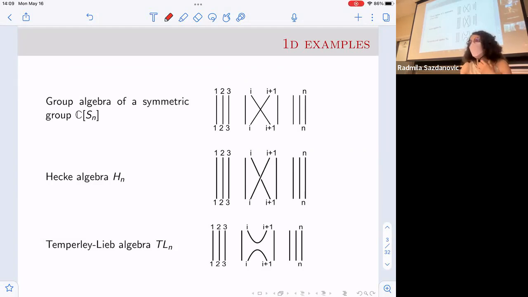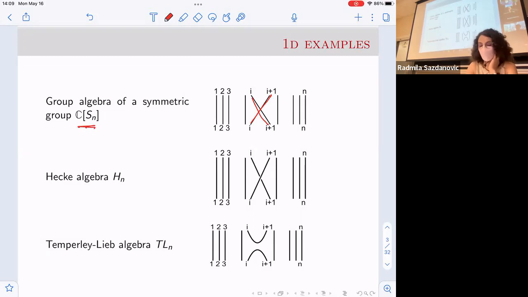I have an even simpler example, right? If you think about various algebras that I hope at least some of you are familiar with, you can think of the group algebra of a symmetric group, CS_n, where we just denote the transposition by the crossing between the i-th and (i+1)-st strand.